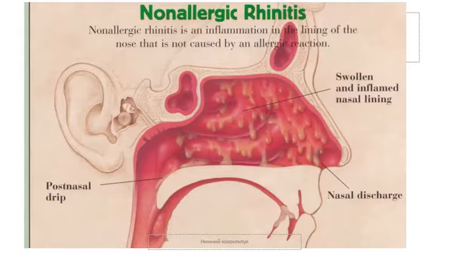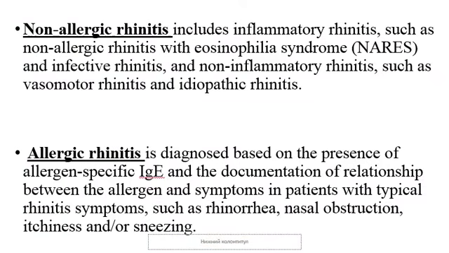During nasoscopy, anterior rhinoscopy, and endoscopic view, we can see the swollen and inflamed nasal lining, the postnasal drip, and the nasal discharge. Non-allergic rhinitis includes inflammatory rhinitis, such as non-allergic rhinitis with eosinophilia syndrome, and infective rhinitis, and non-inflammatory rhinitis, such as vasomotor rhinitis and idiopathic rhinitis.